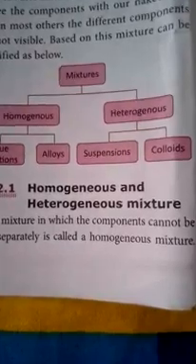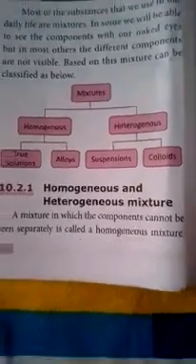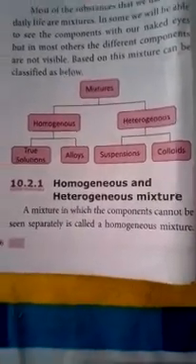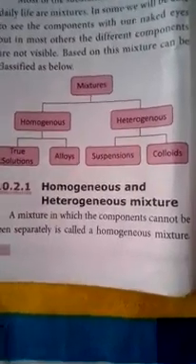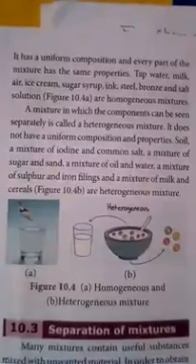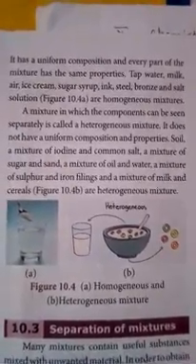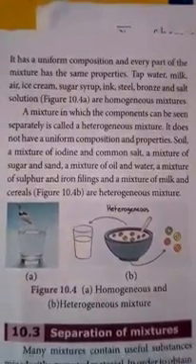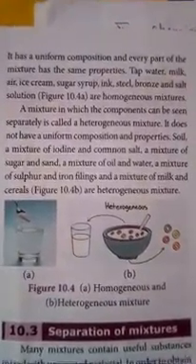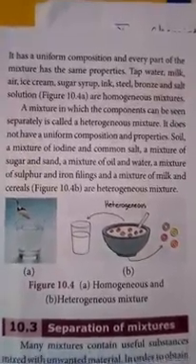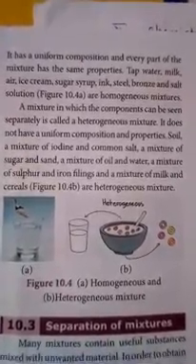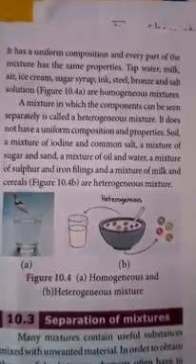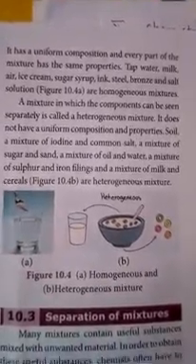Homogeneous and heterogeneous mixture. A mixture in which the components cannot be seen separately is called a homogeneous mixture. It has a uniform composition and every part of the mixture has the same properties. Tap water, milk, air, ice cream, sugar syrup, ink, steel, bronze and salt solution are examples of homogeneous mixtures.